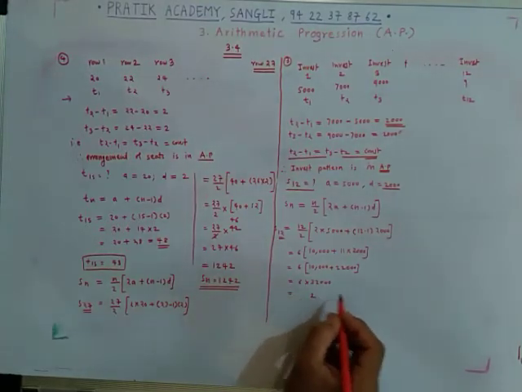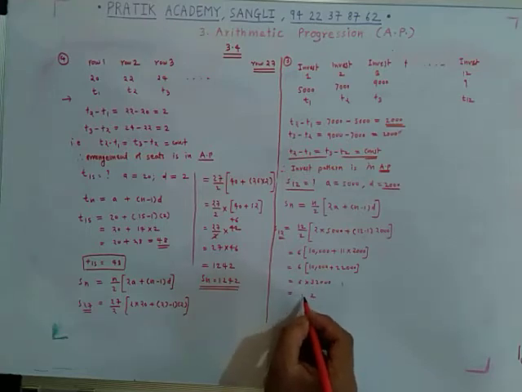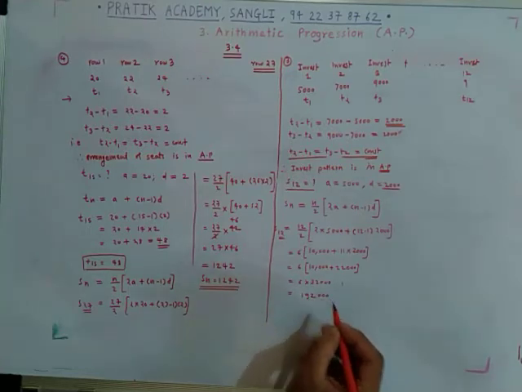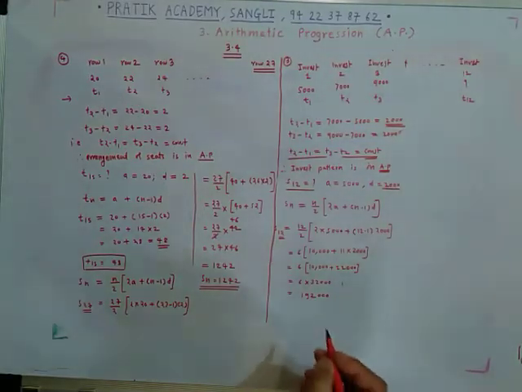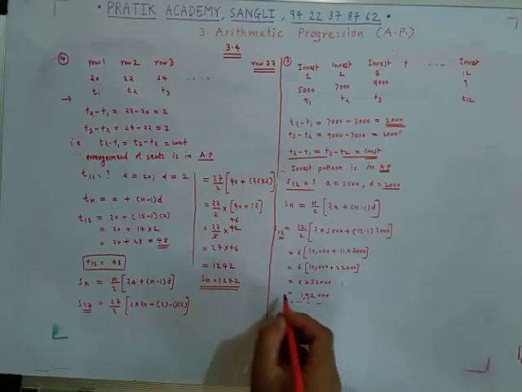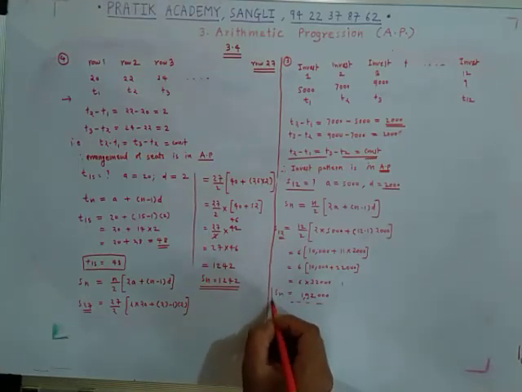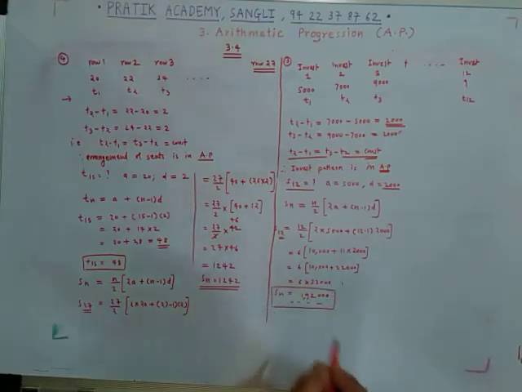6 2s are 12, 1, 13, 19, and 3 zeros. So just check the answer: 1,92,000. This is the total amount he invested in 12 years.